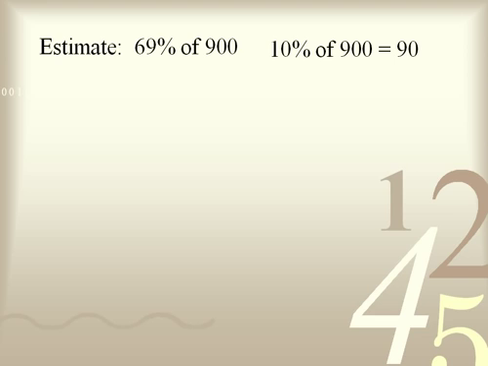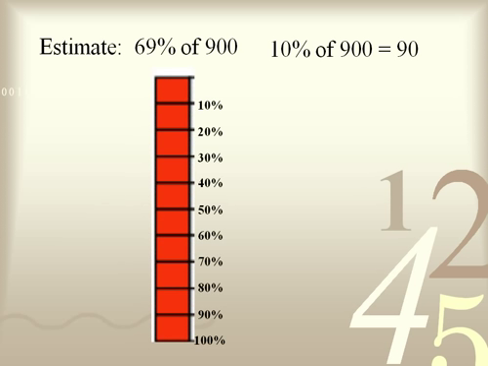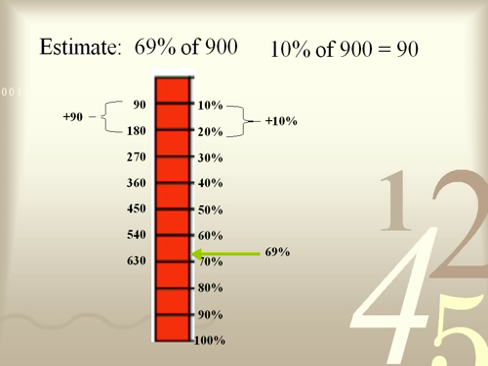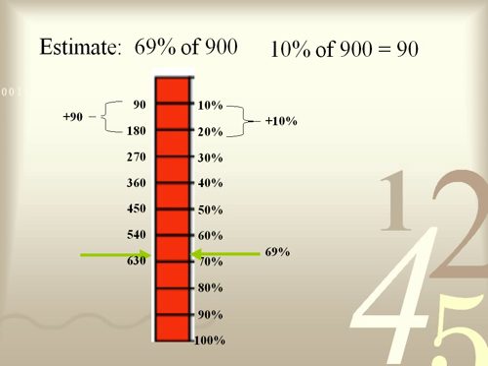Okay, same thing, 69%. Well, what's that close to? Close to 70%. So I'm going to go 90, 180, 270. I'm finding all the 10%. 360, 450, 540, 630. Okay, so it's between 540 and 630, but it's really close to 630. So I could say 69% of 900 is about 630.